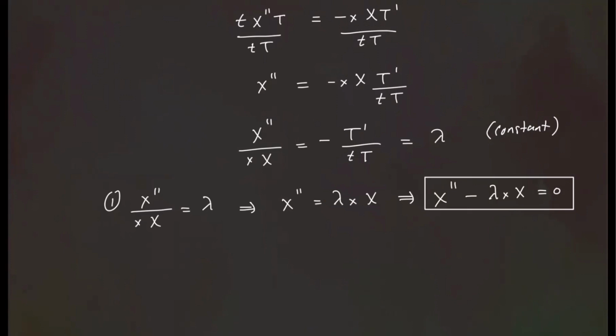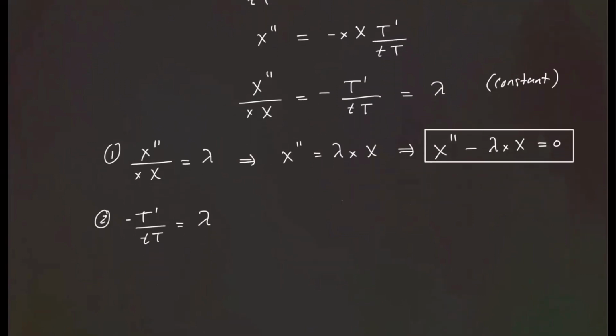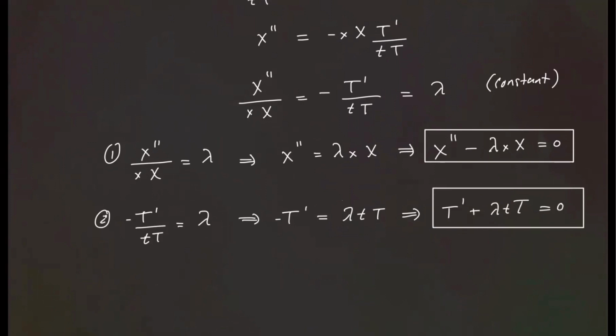The next one we'll get by setting this equal to lambda. So our next ODE is going to be derived from negative T prime over little t, big T is equal to lambda. Then move everything to one side. We can multiply both sides by little t, big T. So we're going to get negative T prime is equal to lambda times little t, big T. And then we can move T prime to the right-hand side to set it equal to 0. So we'll have T prime plus lambda times little t, big T equals 0. So there you have the second ordinary differential equation.